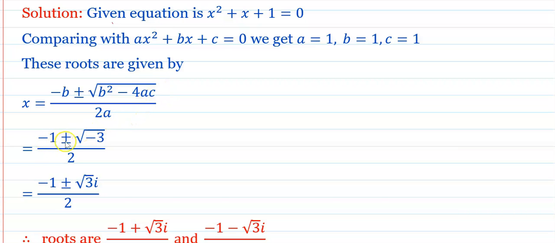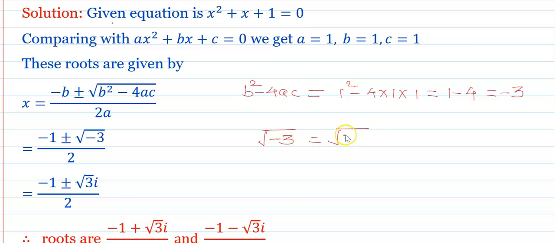Therefore minus 1 plus or minus root of the value of b square minus 4ac. Let me write here, b square minus 4ac. The value of b is 1, 1 square is 1, minus 4 times a is 1, and c is also 1. Therefore 1 minus 4, that is equal to minus 3. Therefore it is the root of minus 3. Again the root of minus 3 can be written as root of 3 into minus 1.